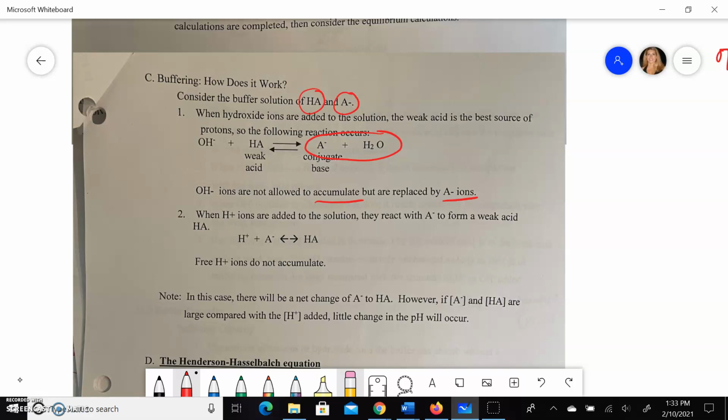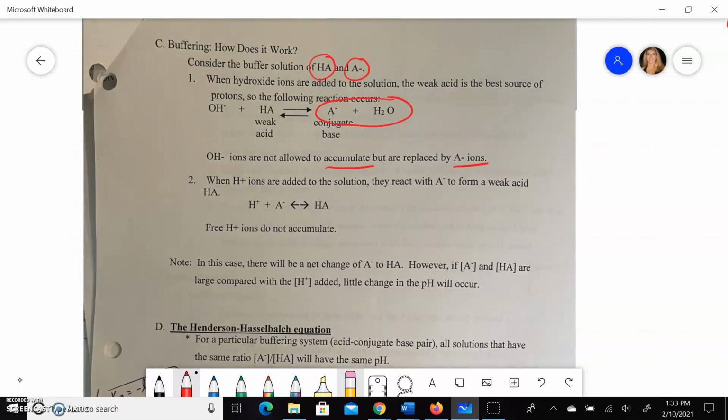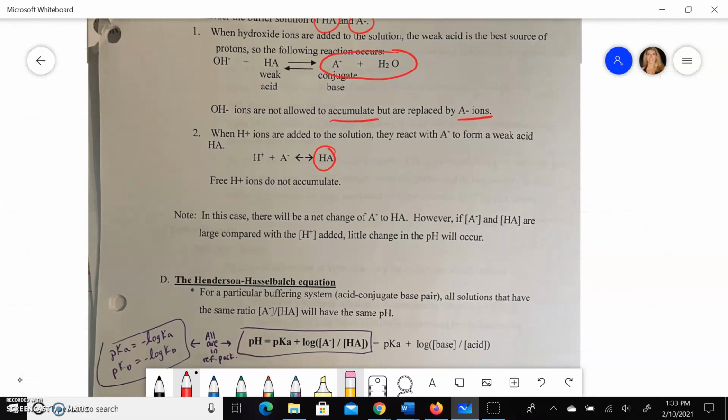Same thing with H+. So if you add H+, it's going to react with A- and form this weak acid. And weak acids tend to stick together. So instead of the H+ building up in the solution, you're going to end up with a lot of HA. Now, some of that HA will dissociate to create some H+, but notice that note down there. If the concentrations of A- and HA are large compared with what you added of H+, then the pH is still not going to change.